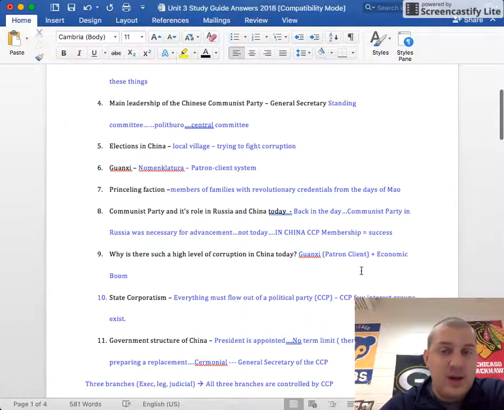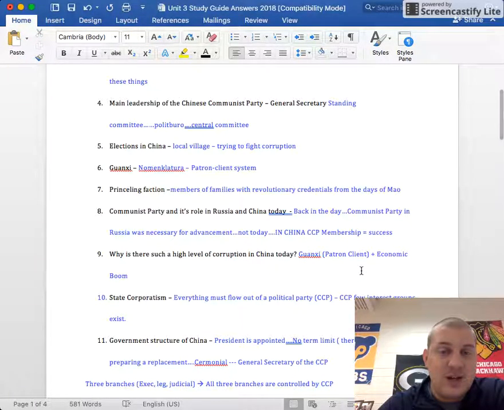Today, with the Communist Party, you need to be part of the party in order to be successful. In China, membership equals success. There are about 80-something million members today.